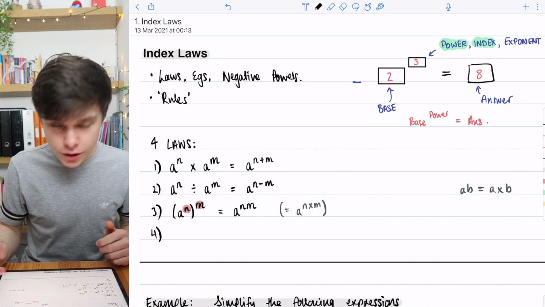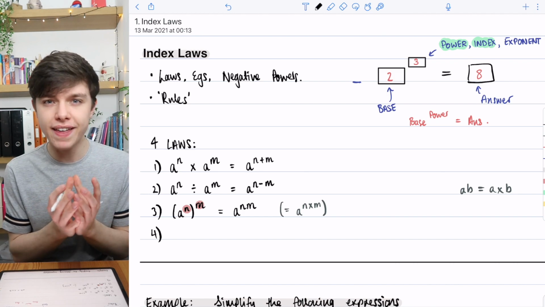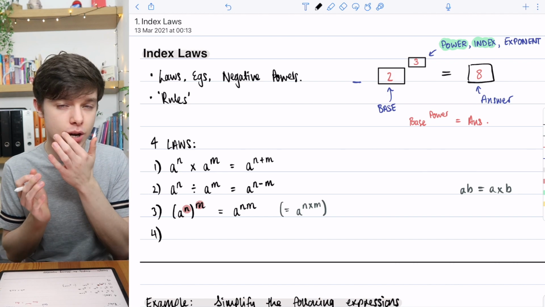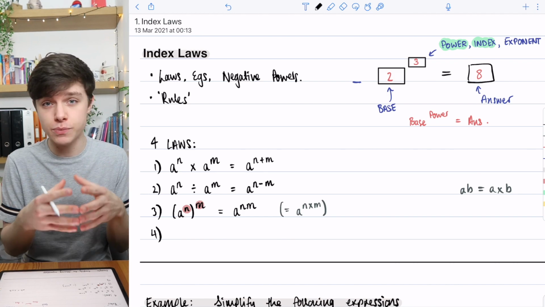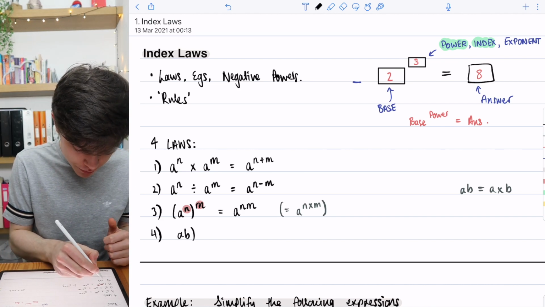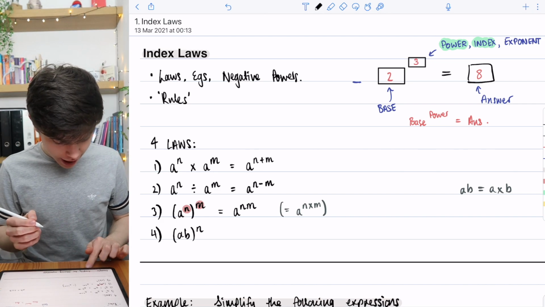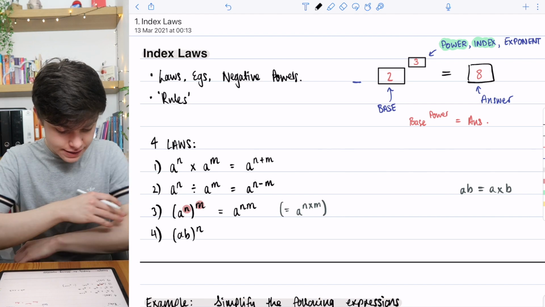Okay? Let's have a look at the fourth rule. And the fourth rule is when we've got two things in our base and we're raising those two letters, in this case, which are actually numbers when we substitute. But let's say we had a and b. We were raising both of those to the power n. How can we do that? Well, let's have a think.